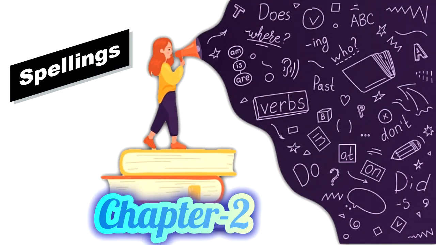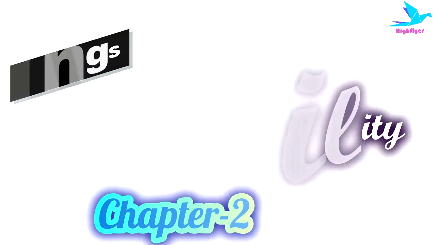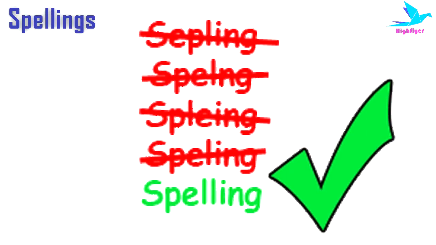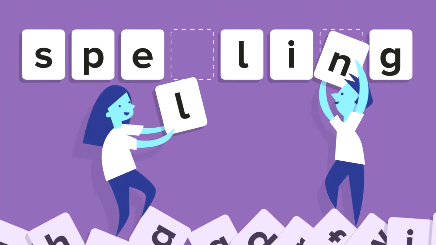Spellings, our next chapter for verbal ability. Now my dear friends, this is a relatively easy chapter or easy section. Here a list of spellings would be given to you. You just have to choose the right spelling from all the options. It will test your basic knowledge of vocabulary and pronunciation. So let's go through some examples to understand the kinds of these questions.